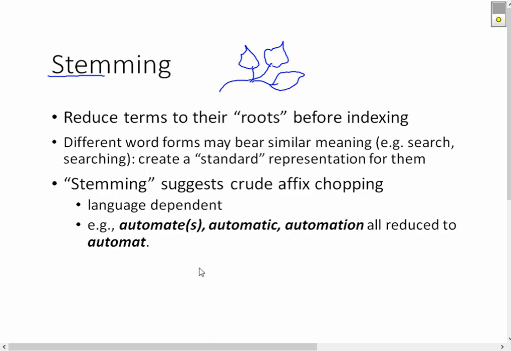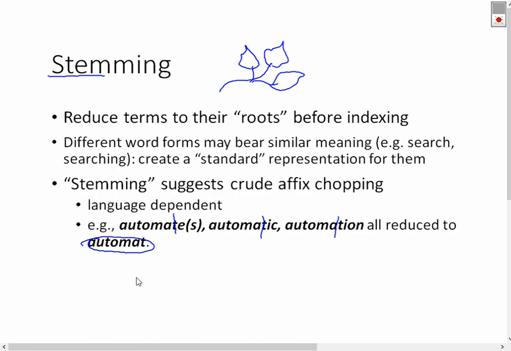They're all related to each other. They all kind of have the same meaning. They're just used in different ways in a sentence. However, from an information perspective, they're pretty much equivalent. That's a great example of a word that you might want to stem. So you might want to get rid of all of the stuff where it starts to become different. In this case, get it down to automat.